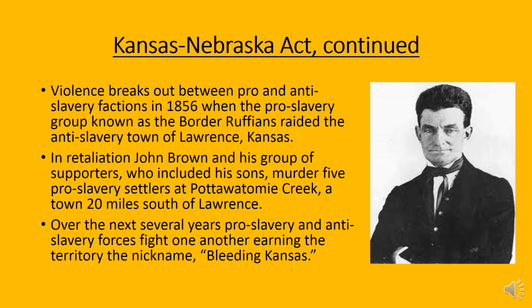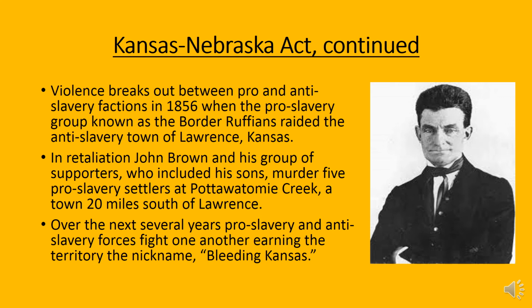He is an anti-slavery settler in Kansas, and in reaction to the Border Ruffians and their actions in Lawrence, Kansas, John Brown and his supporters, and again, John Brown had a number of sons, and his sons were included in these supporters. They're going to murder 5 pro-slavery settlers at a place called Pottawatomie Creek. And basically, John Brown and his followers take these guys pretty much out of their shelters in the middle of the night, and they murder them, kind of right there.